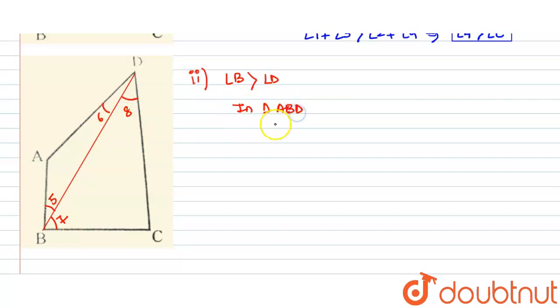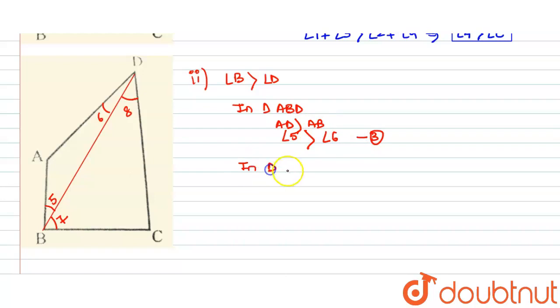Now take a look at triangle ABD. In triangle ABD, AD is greater than AB. How? Because we are given that in this whole quadrilateral, AB is the smallest side. So AD will be greater than AB. The angle opposite to AD is angle 5, so angle 5 will be greater than the angle opposite to AB, that is angle 6. This becomes our equation 3.